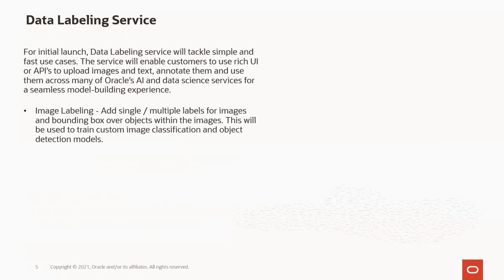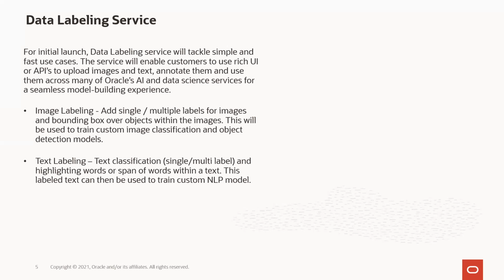So there are various data formats that need to be annotated. For our initial release, we are focusing on three. First, let me start by talking about image labeling. Here we support images in JPEG, JPG, or PNG formats. That is what we will be supporting for launch, where you can create single and multiple labels for images, or draw bounding boxes within the images. These are then used to build custom image classification and object detection models, either with AI services or the Data Science service.